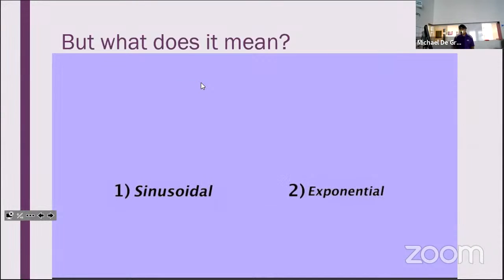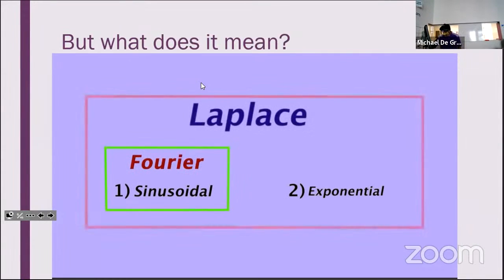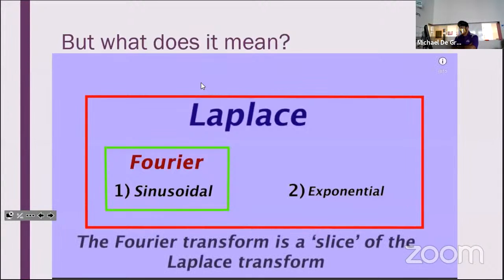Now if I had to summarize what the Laplace transform visually tells us in just a few seconds, it'd be this. While the Fourier transform tells us which frequencies or sinusoids are present in a function, the Laplace transform tells us which sinusoids and exponentials are present in a function. In fact, we're soon going to see that the Fourier transform is just a slice of the Laplace transform.